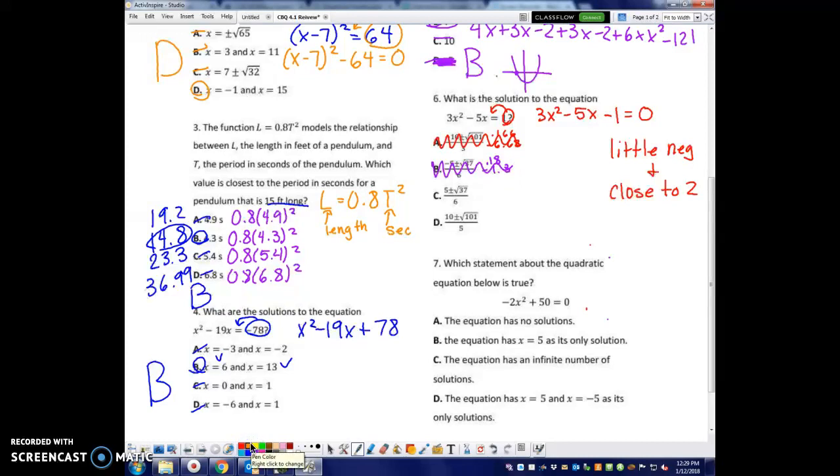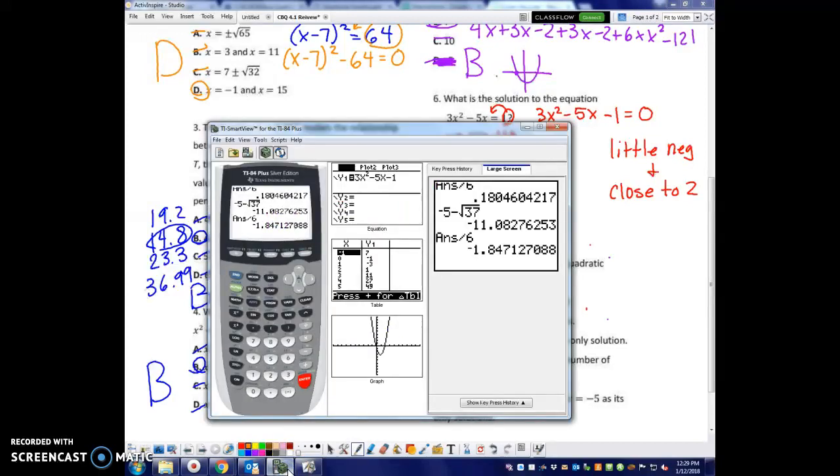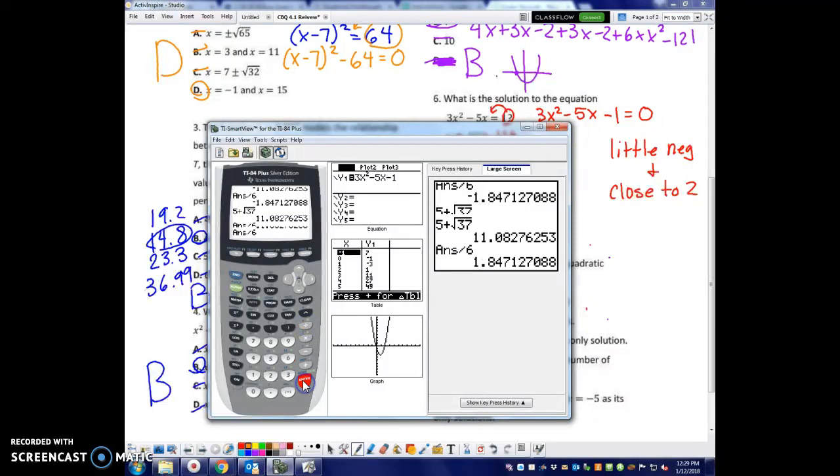Alrighty. So now let's look at the next one. So this is positive 5 instead of negative 5. So positive 5 plus the square root of 37. Enter. Divide by 6. Enter. That's 1.8.